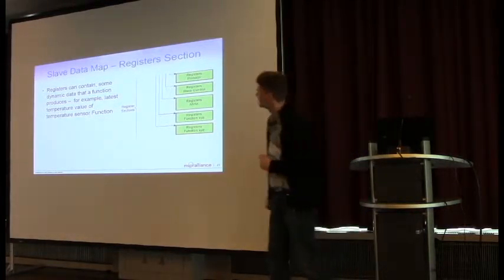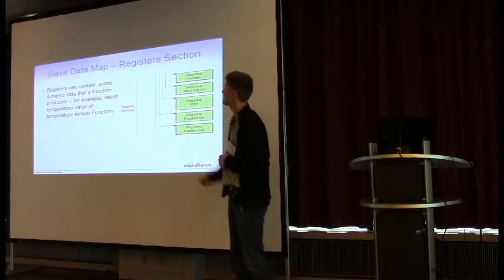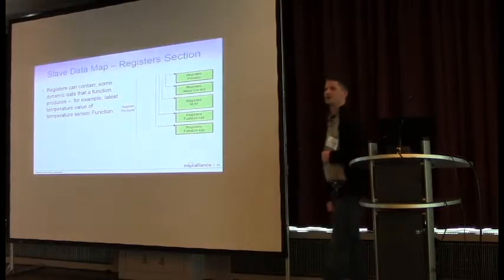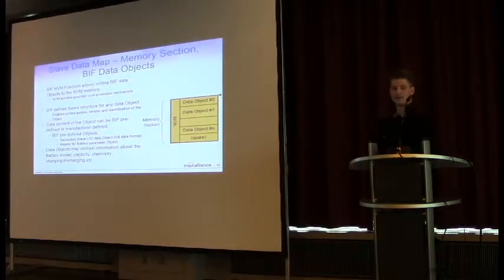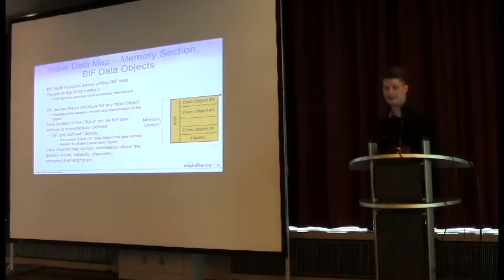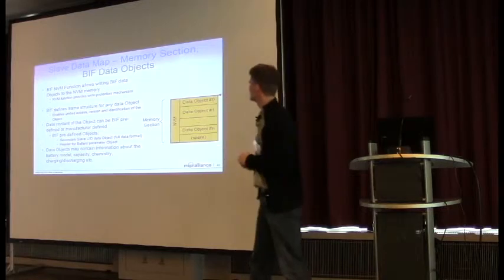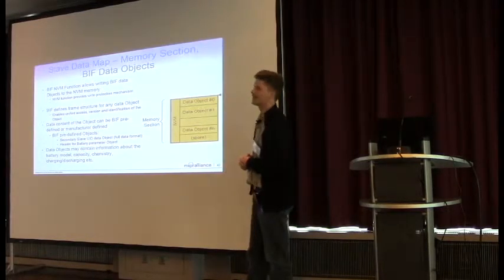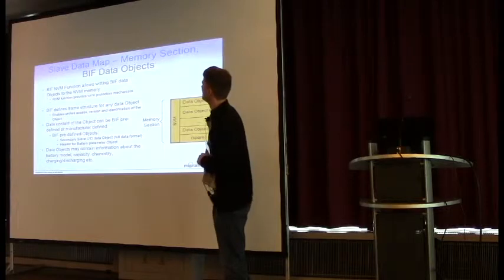Slave data map, register sections. This is the dynamic data that you would be pointing to, in RAM, that type of thing. Then the big data objects. This is the last one in the overview. All data will be stored as an object, so we call them objects.